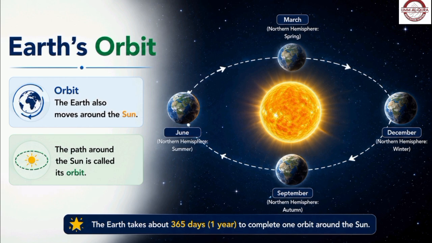Next is Earth orbit. The Earth also moves around the Sun. The path around the Sun is called its orbit. The Earth takes about 365 days to complete one orbit around the Sun.